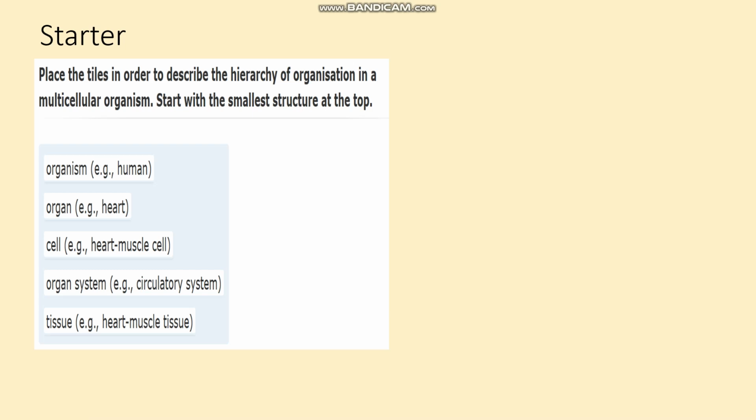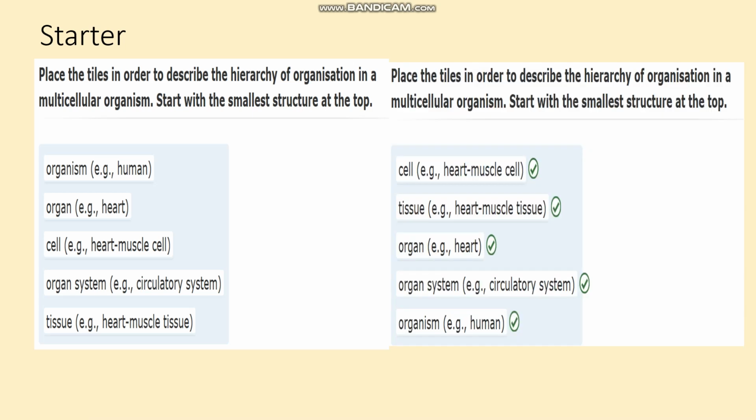Okay, so if you've understood that, you should have got smallest being the cell, the next smallest tissue, then comes organ, organ system, and then organism. Well done if you got all those right.